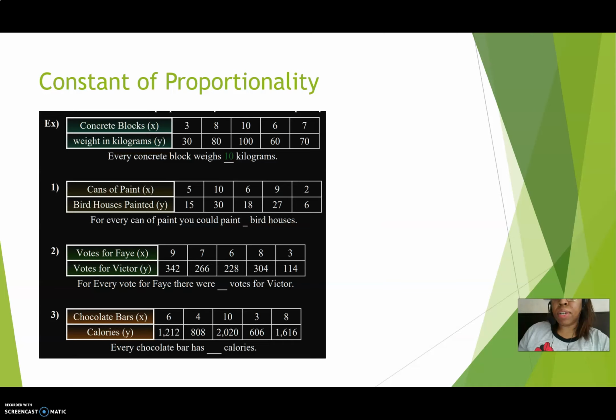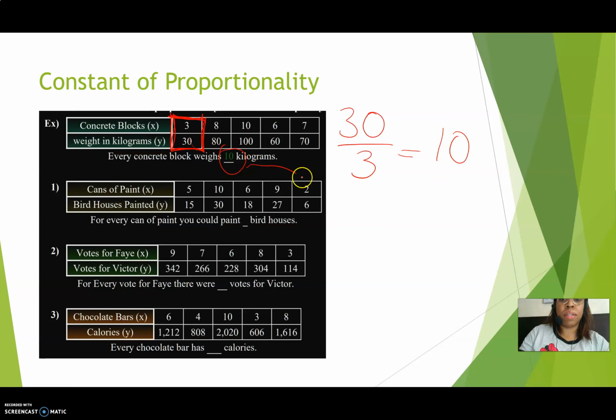So if I'm working with this first example, I can pick any y value I want. Just be sure whichever y value you pick, you also pick the corresponding x value. So y over x, 30 divided by 3, 10. That's where they got this 10. I can do the same for the second table here. I can pick any of these. If I do 27 divided by 9, that equals 3.